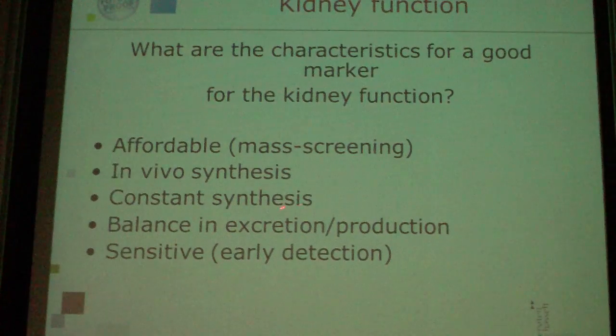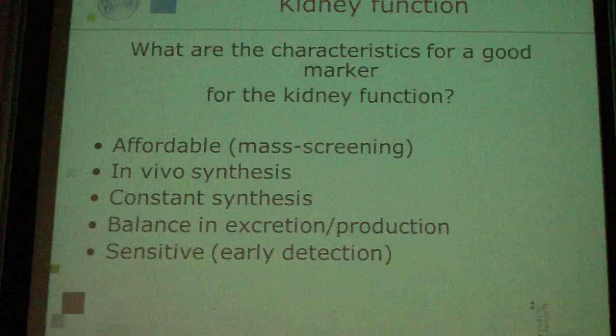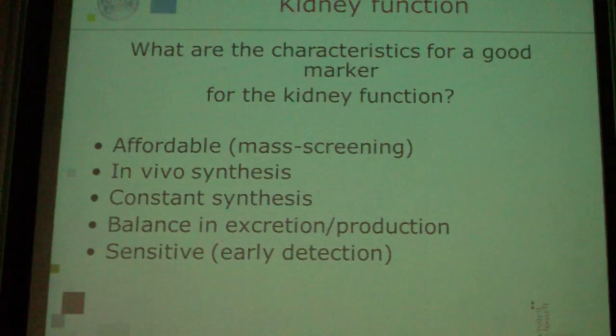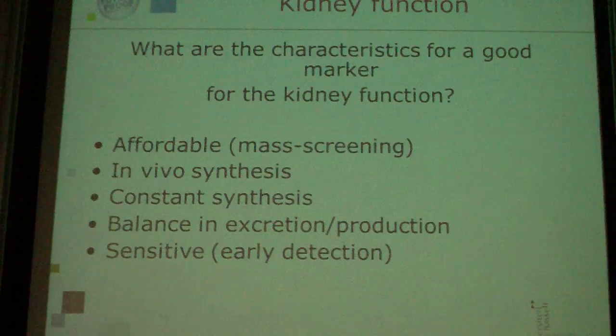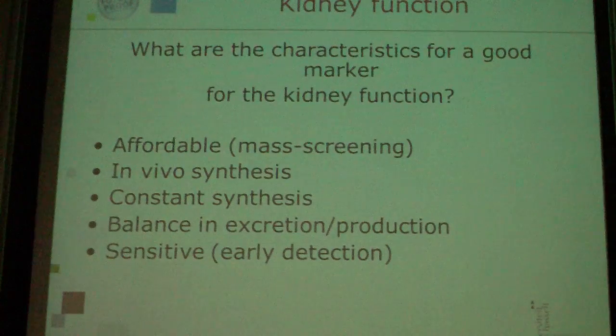Now, what we are looking for in a good marker for kidney function is that it's an affordable one, because of the upcoming incidence of diabetes mellitus and hypertension. It's important to have a tool that is cheap, so you can do a mass screening in all kinds of populations, so you can catch the diminishing function of the kidney in time. It's also handy to have a parameter that has an in vivo synthesis. It's more handy than having to administer something that's foreign to the body. That's much more inconvenient than a parameter that's present in vivo.